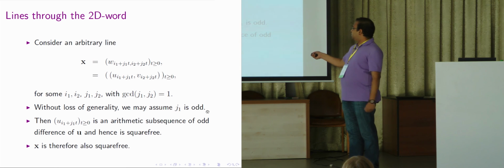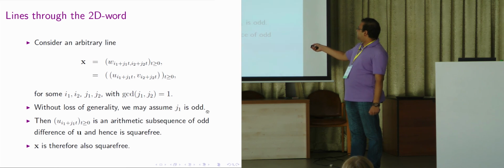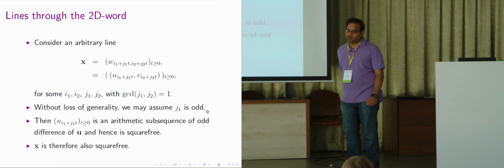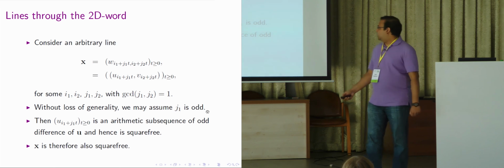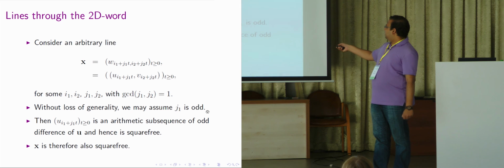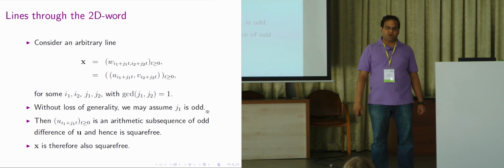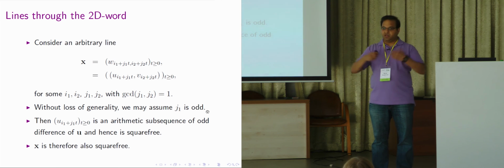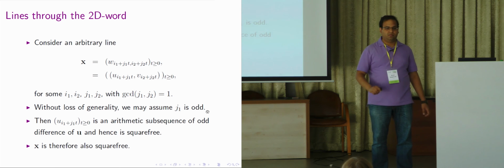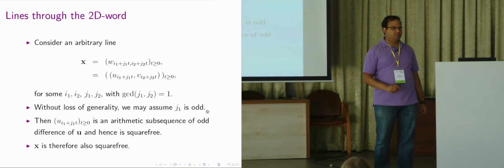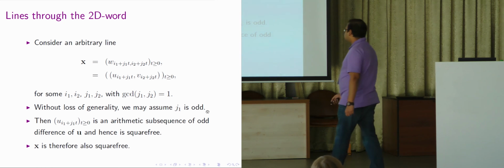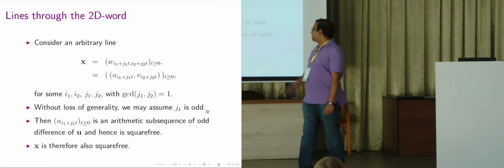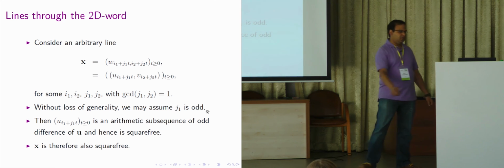So now one of these two arithmetic progressions has an odd difference. And so if this thing had a square, then there would be a square in the first component, and that would be a square in an arithmetic progression of odd difference in u. Okay? So then this line is square free.